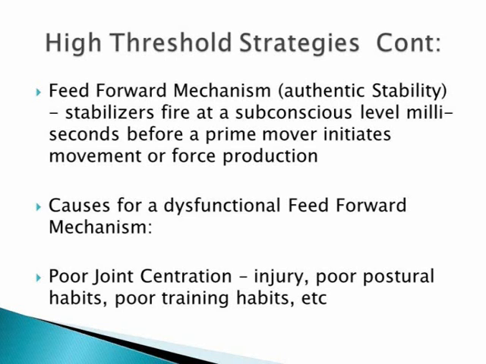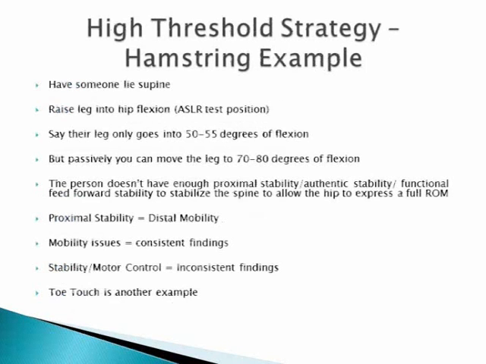What can cause a dysfunctional feed-forward mechanism is poor joint centration from injury, poor postural habits and poor training habits. So an example of a high threshold strategy is have someone lie supine.